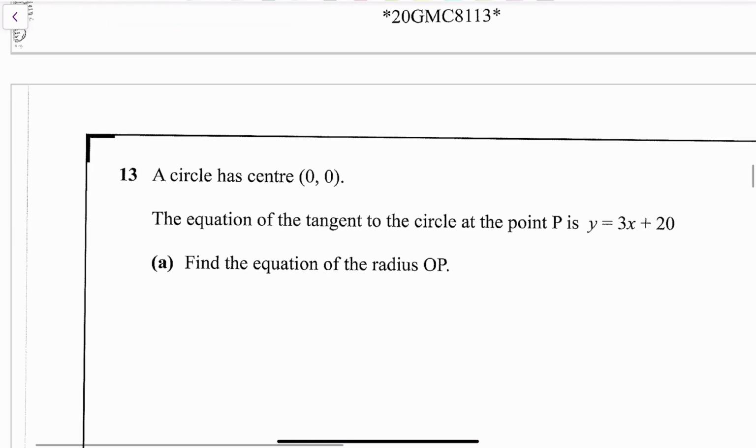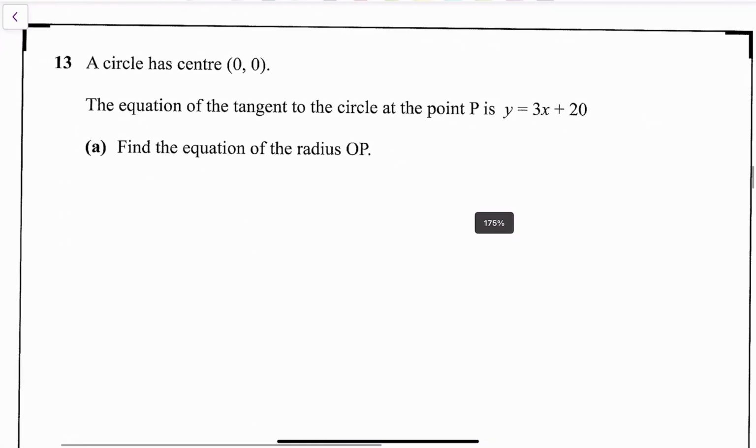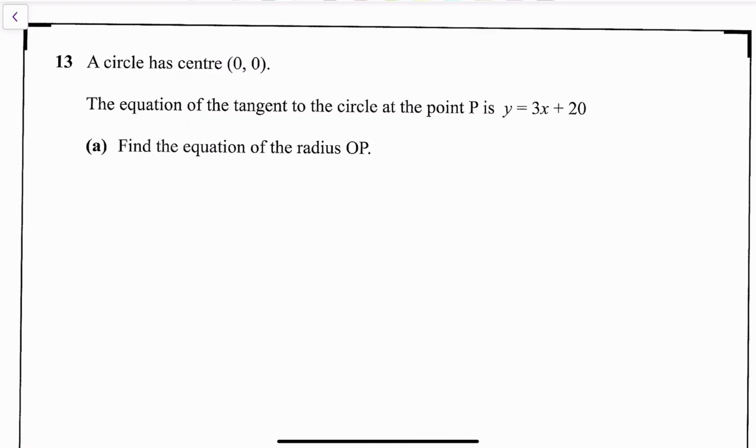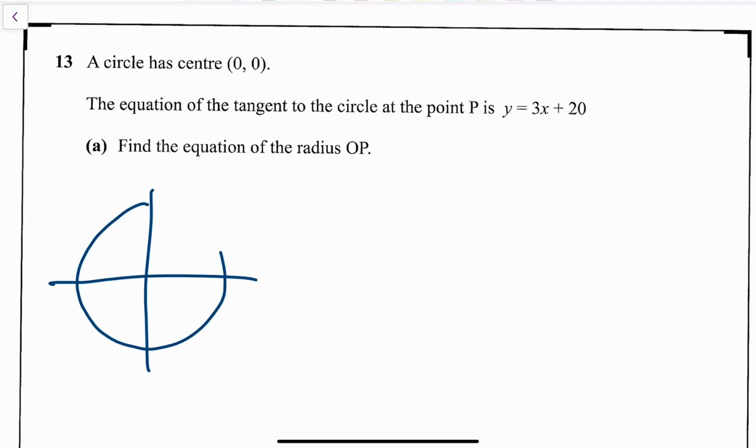Okay, another tough question here. A circle has a center 0, 0. The equation of the tangent to the circle at a point P is y is equal to 3x plus 20. Find the equation of the radius OP. Okay. Circle has a center at the origin. Let's just do a wee sketch here. I have to do this to make sure I knew what I was doing here.